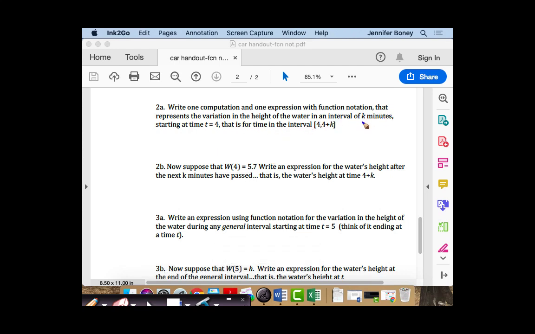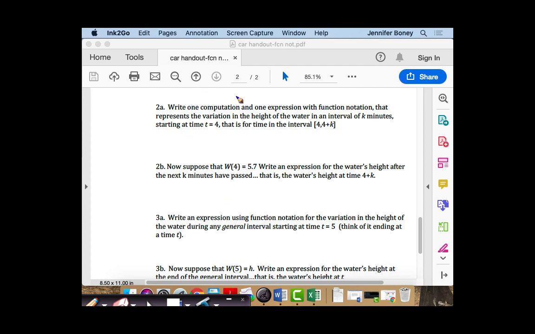So specifically, it's the k minutes that start at 4 and go to 4 plus k. In this situation with a constant rate of change in a sink, if it was time 3 through 3 plus k, the same amount of variation in the height would have occurred, correct? Because it's constant rate of change. In any k minute time period, the same variation in the height from the beginning to the end would have occurred, as long as it's a reasonable k, so that the sink doesn't empty in the middle of it.